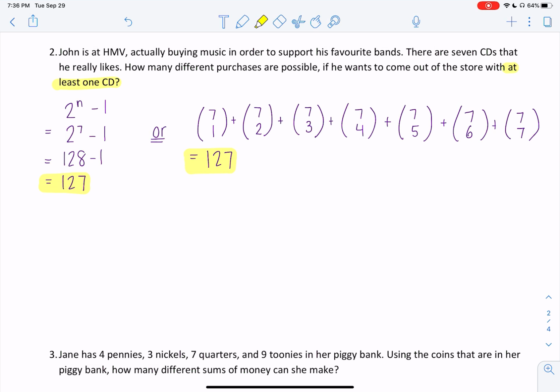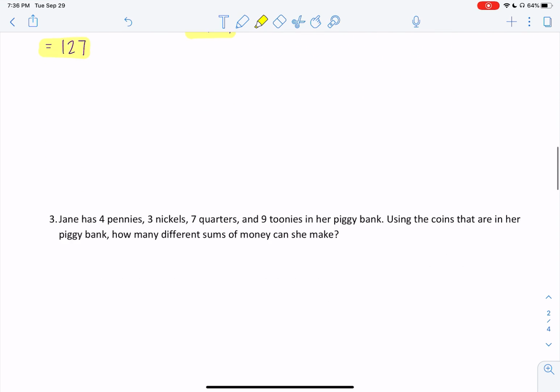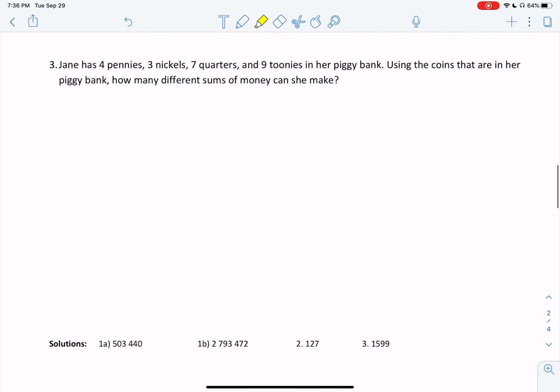So one more example. For this last one, Jane has 4 pennies, 3 nickels, 7 quarters, and 9 toonies in her piggy bank. Using the coins that are in her piggy bank, how many different sums of money can she make? So now I have different groups of objects that are alike. I have a pile of pennies, a pile of nickels, quarters, toonies. So this is very similar to our marble question from yesterday. So let's start by identifying our objects.